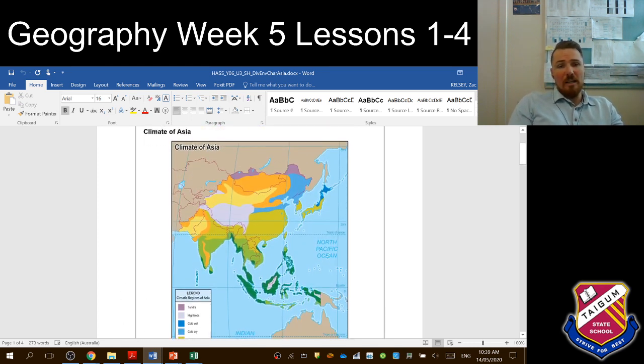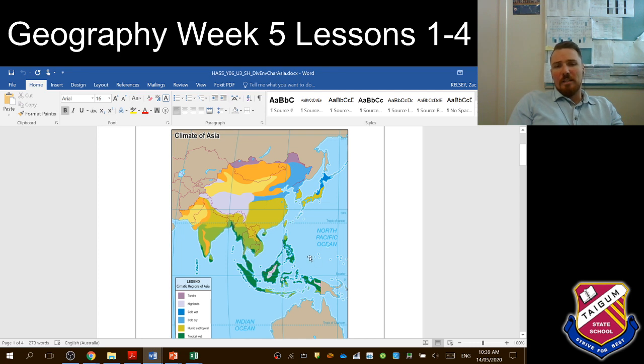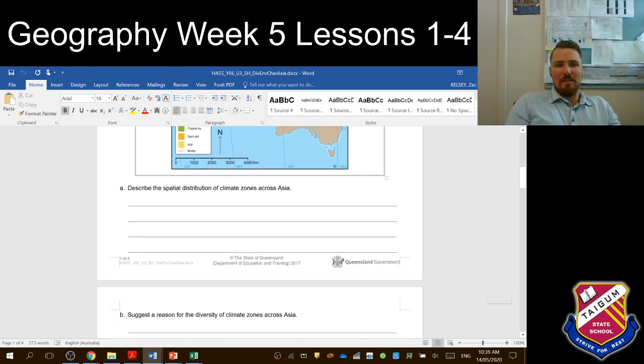And all that means is, describe the different climates in what space of Asia they might be in. So what do we find in the south? What do we find in the centre? What do we find in the north? What sort of climates do we see in each of those? And is there a pattern we can see there?